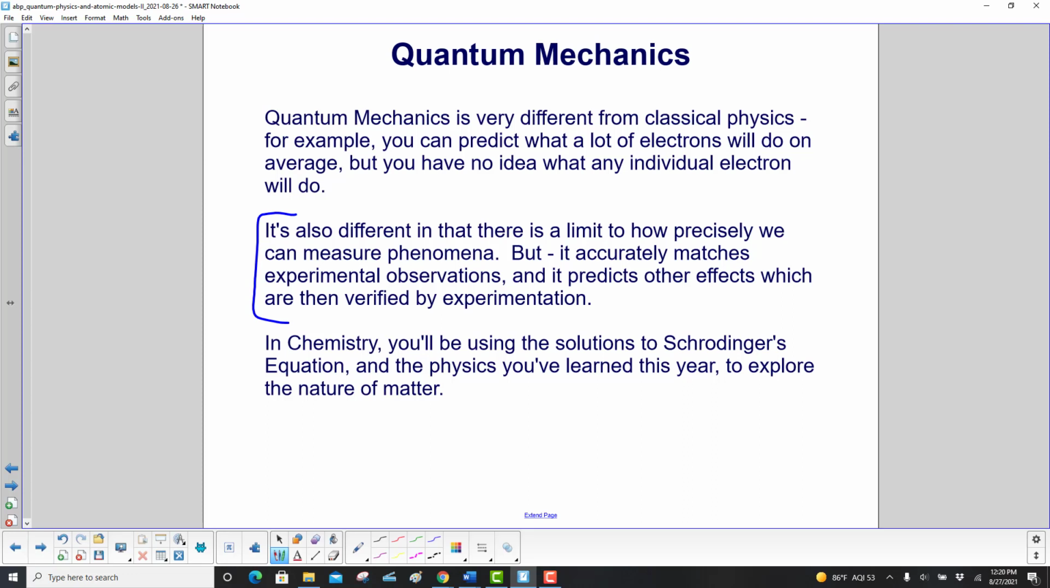In chemistry, you'll be using the solutions to Schrodinger's equation and the physics you've learned this year to explore the nature of matter.